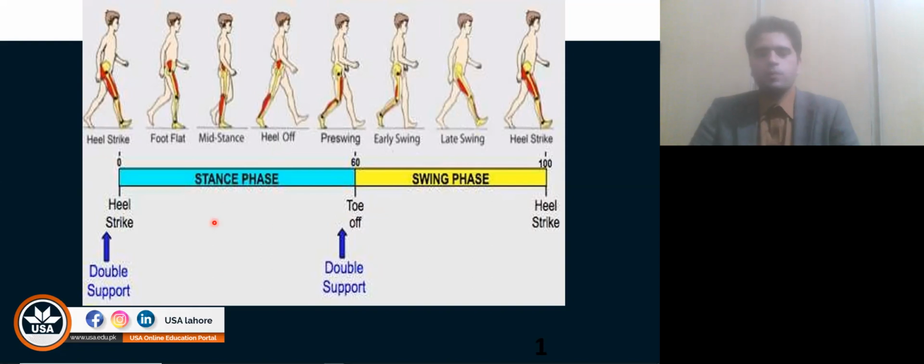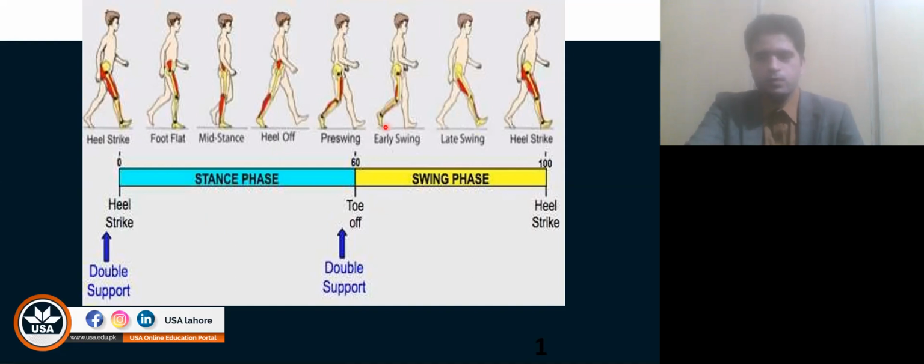Now we will talk about the swing phase. The swing phase usually occupies approximately 40% of the gait cycle, and it is composed of three periods. The initial swing lasts from 60 to 73% of the stride, about one third of the swing phase, from toe off until the swinging foot is opposite to the stance foot.